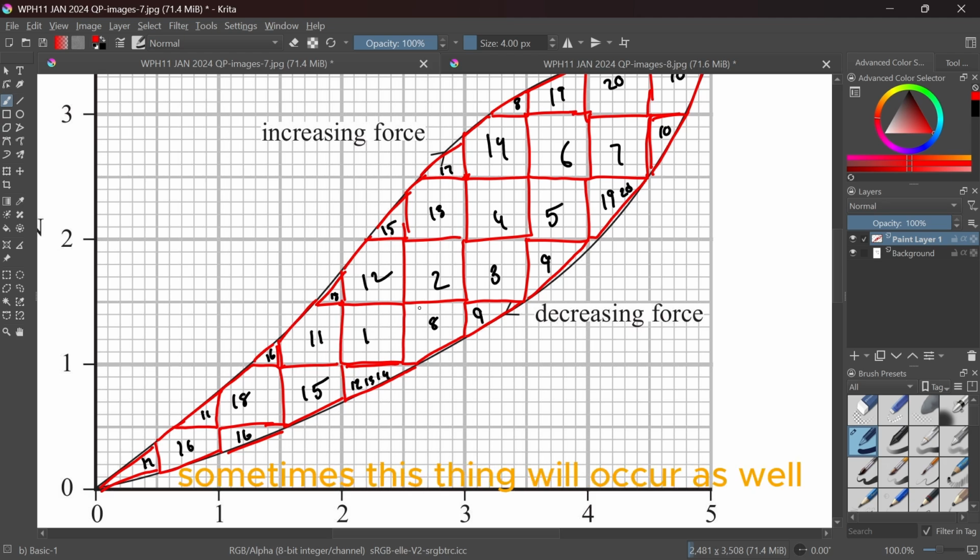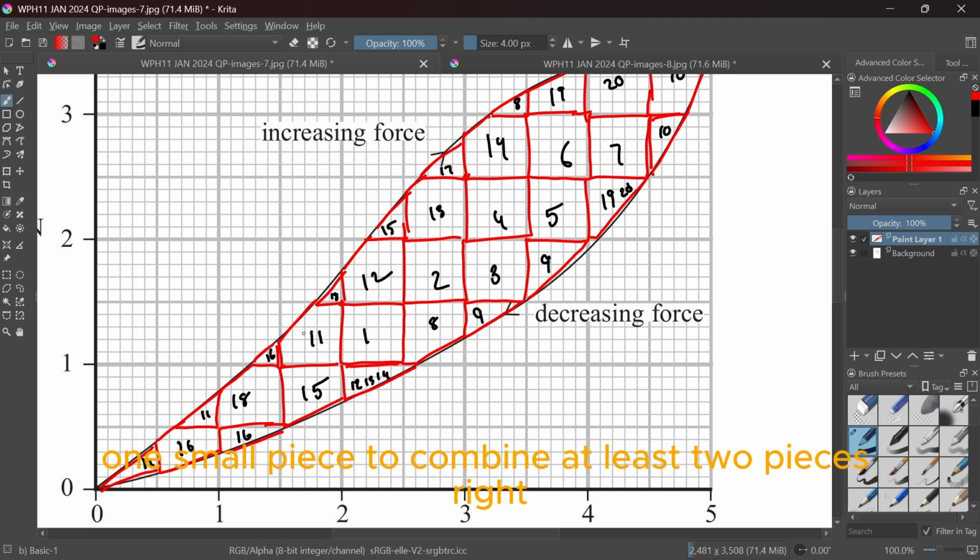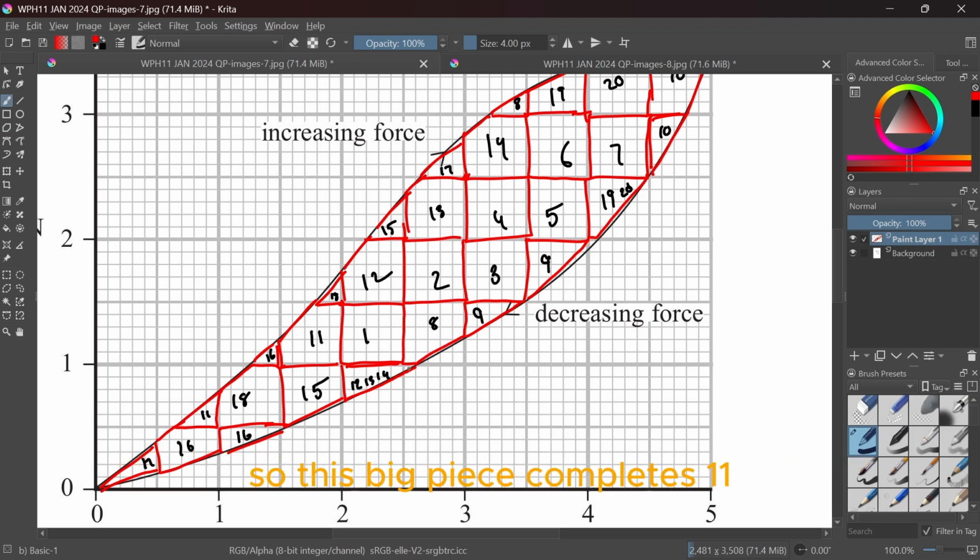Sometimes this will occur as well, where you can't match two pieces, so you will use one small piece to combine at least two pieces, right? So this big piece completes 11, 12, and 13. So you have this complete box right here. You don't have to be accurate. You just have to make some estimations, right? Because you will have some errors while calculating this.